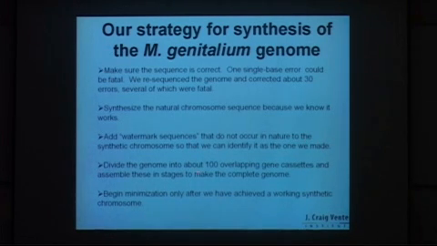Then we divided the genome into about 101 cassettes, as we call them, that overlap by a little bit, usually about 80 nucleotide overlap between adjacent cassettes. And then the plan was to assemble these in stages to make the complete genome. And if we can do this and get that genome to work, only then will we begin to try to minimize the genome.